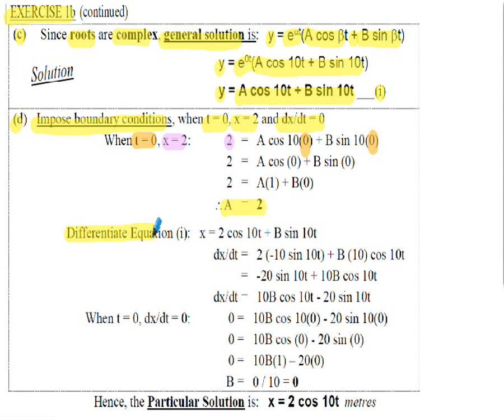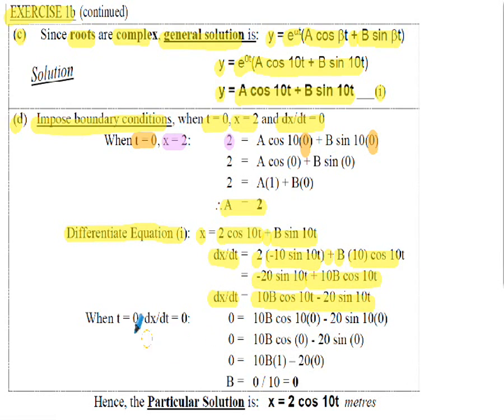So we now need to differentiate equation 1. So equation 1 is x is equal to the A, which is now 2, cos 10t plus the B sine 10t. So dx by dt is equal to 2 multiplied by the negative 10 sine 10t, from our standard tables, plus B multiplied by 10 cos 10t. Simplifying, that becomes negative 20 sine 10t plus 10B cos 10t. All I've done on the next line is slightly rearrange the equation to put the positive term before the negative term.